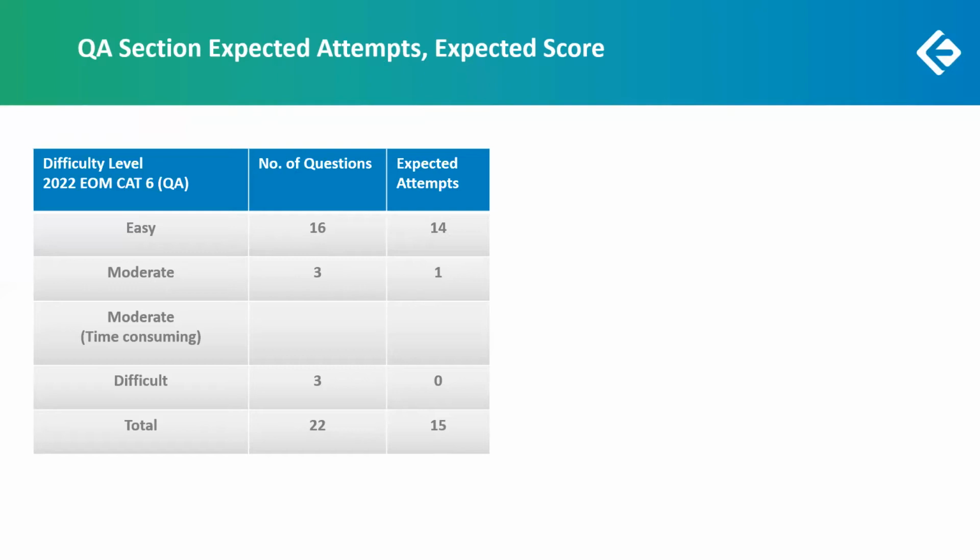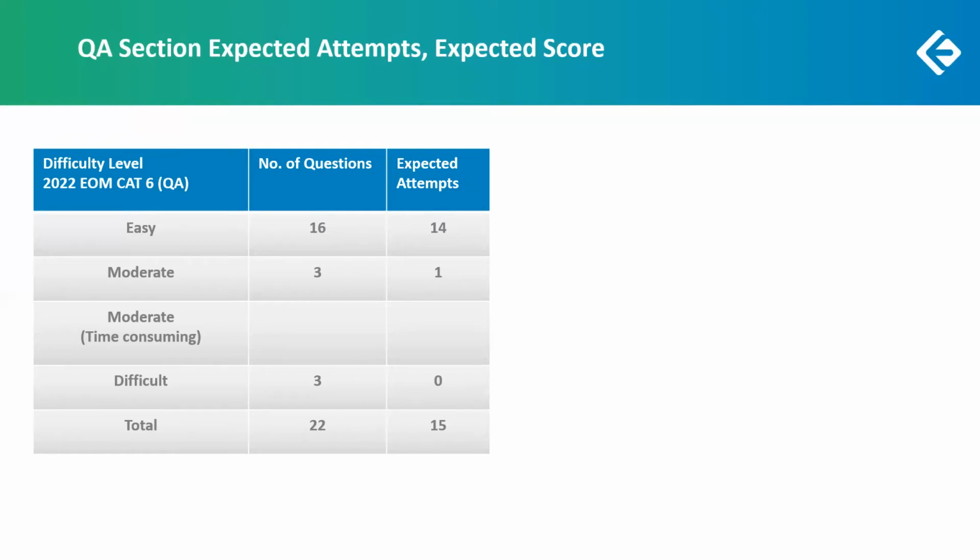Then we had 3 moderate questions, out of which 1 could have been attempted. The one on the special series, maybe. Then we had 3 difficult questions which could have been skipped. So out of total 22 questions, we should have attempted at least 15.